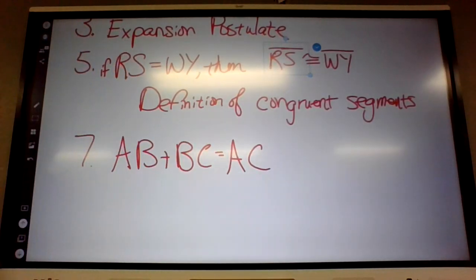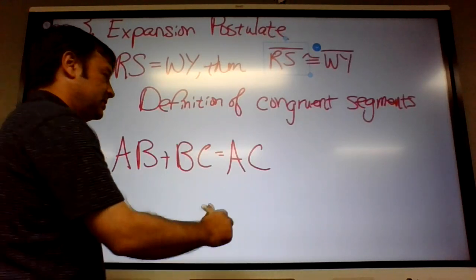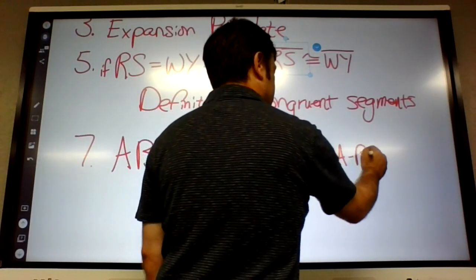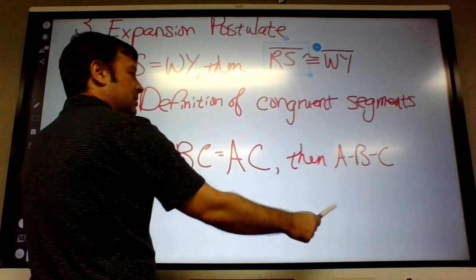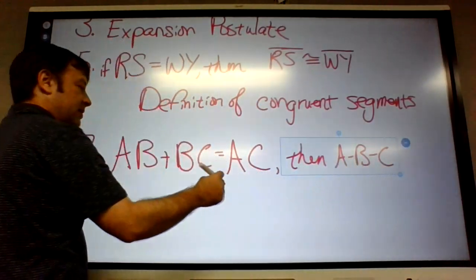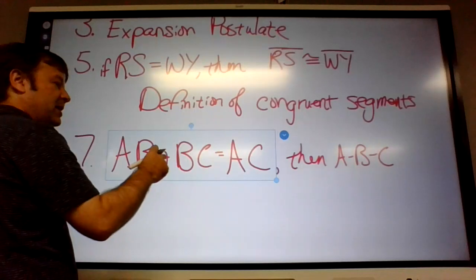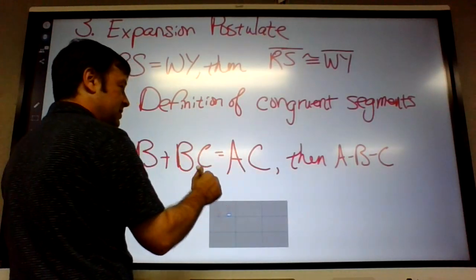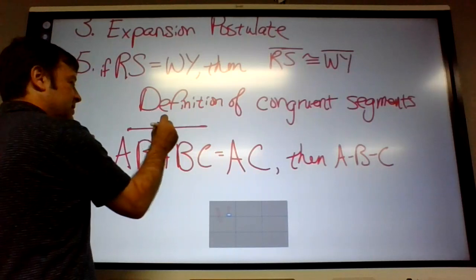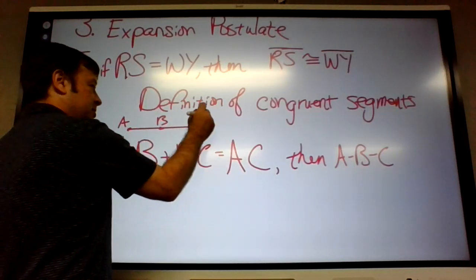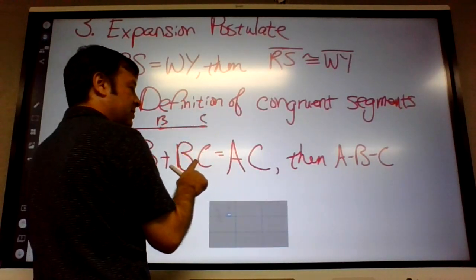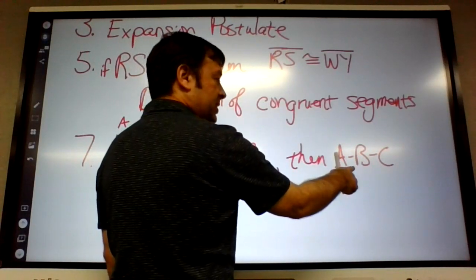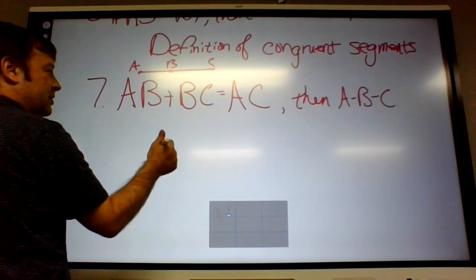AB plus BC equals AC, then ABC. All right, you guys remember what I said this one was? If the length of segment AB plus the length of segment BC equals the length of segment AC, B would have to be right between A and C for this to be true. That's what this means. Then B is between A and C. This is the definition of between.